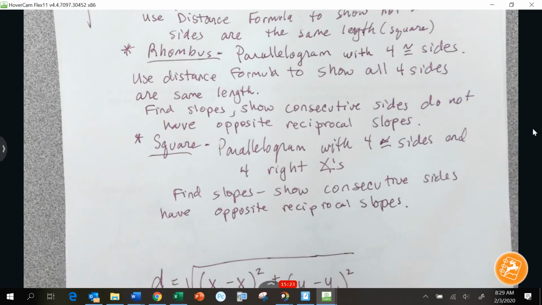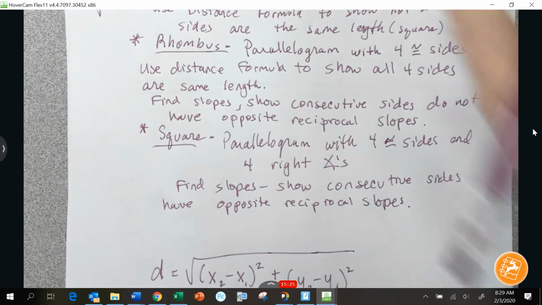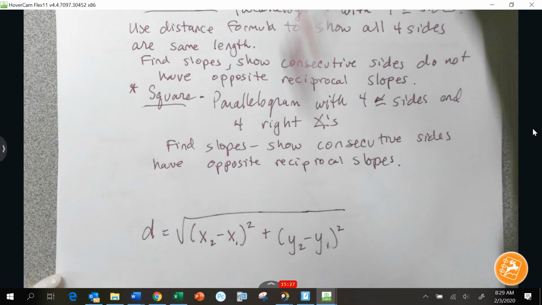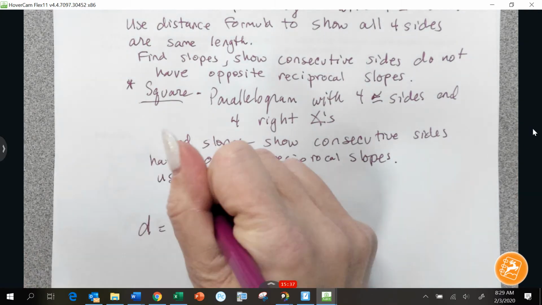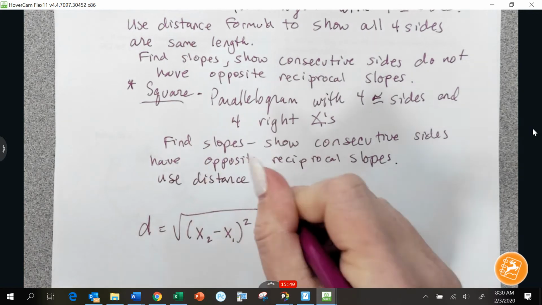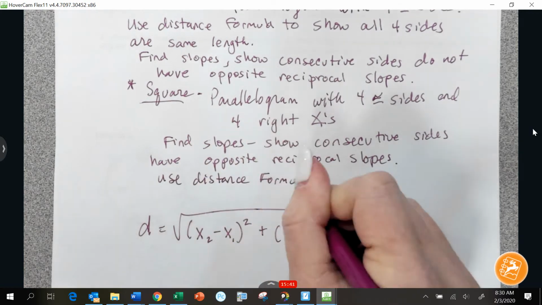Okay, so that takes care of the perpendicular part. Denise, what else do I need to do to show it's a square? To do what? Hmm?